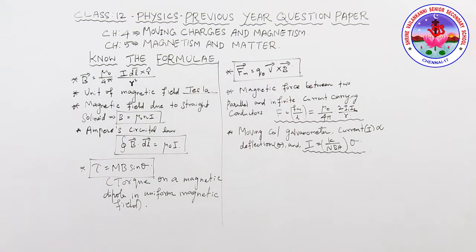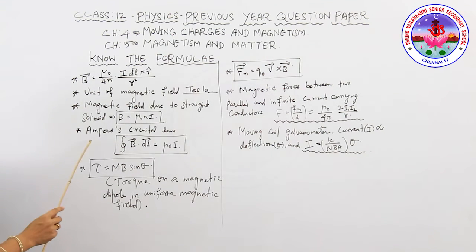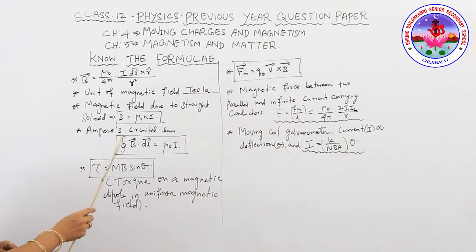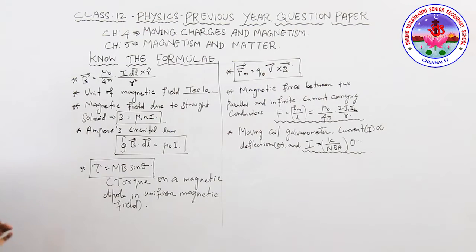So that is also for the toroid. For the toroid formula also we can say that B is equal to mu naught n i, and this is for the straight solenoid, and that is for the circular loop. And Ampere's circuit law, closed integral B vector dot dl vector which is equal to mu naught I, that is one formula. And this is for magnetism and matter, tau, that is torque on a magnetic dipole in a uniform magnetic field, tau which is equal to m B sin theta.